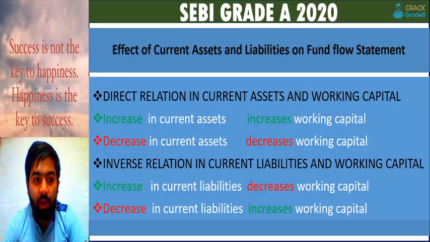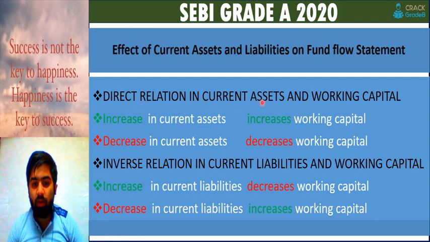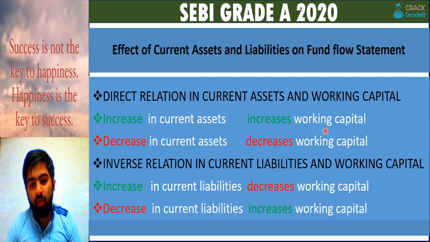Now we are going to learn about the effect of current assets and current liabilities on the fund flow statement. That means the effect of current assets and current liabilities on the working capital. There is a direct relationship between current assets and working capital, and an inverse relationship between current liabilities and working capital. What does a direct relationship mean? An increase in current assets leads to an increase in working capital, and a decrease in current assets means a decrease in working capital. Likewise, there is an inverse relationship between current liabilities and working capital. So an increase in current liabilities leads to a decrease in working capital, and a decrease in current liabilities leads to an increase in working capital.